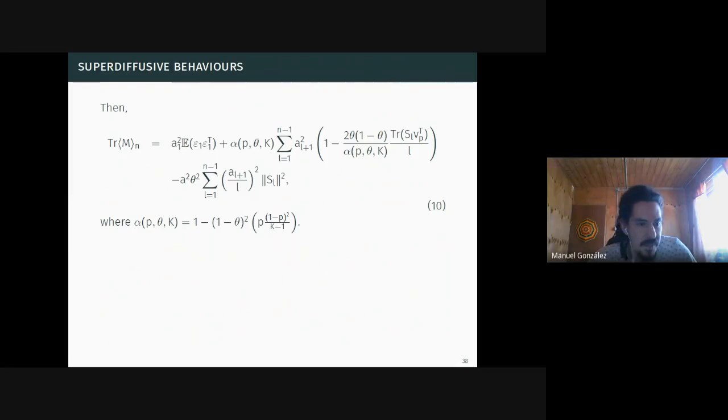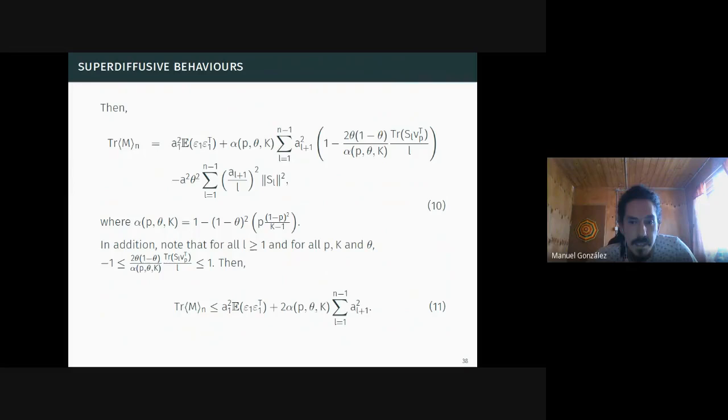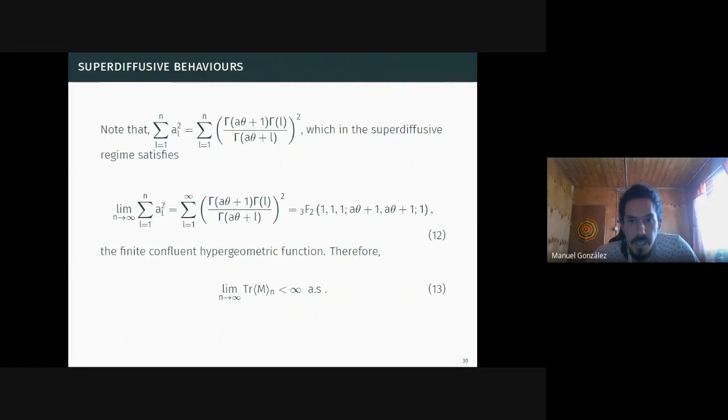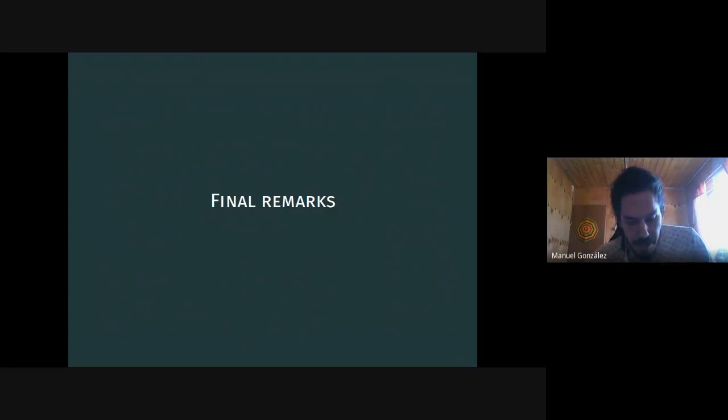Okay, then here are some of the steps for such proof. Okay, and finally you need to look at this series in equation 12. Okay, and the idea, as I said, you need to prove that this quantity is finite. And here appears some function that is the confluent hypergeometric. And in this case, in the super diffusive case, it is finite. Then the theorem holds.